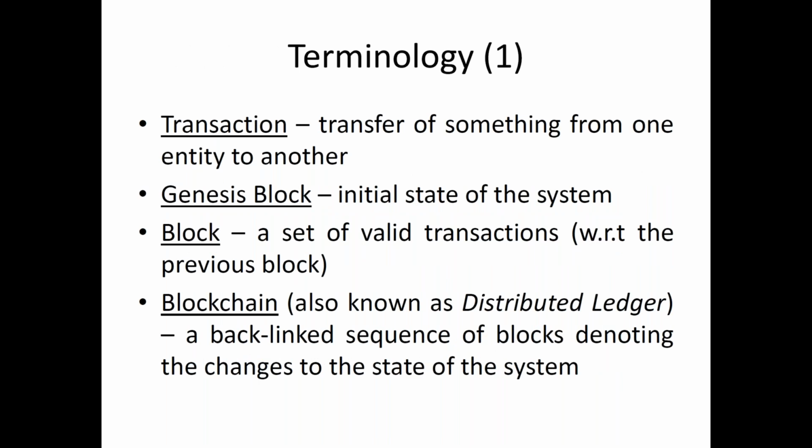And then I'll quickly go over some terminology. This I think most of you should be familiar with, but just for completeness, in the blockchain world, a transaction is transfer of something from one entity to another. And at a very abstract level, this something could be simply a message that one party sends to another. Genesis block is a block that contains the initial state of the system. A block is a set of valid transactions, and validity is with respect to the transactions in the previous block and the state recorded up to that point of time. And blockchain, which is also known as a distributed ledger, is a backlinked sequence of blocks denoting the changes to the state of the system.